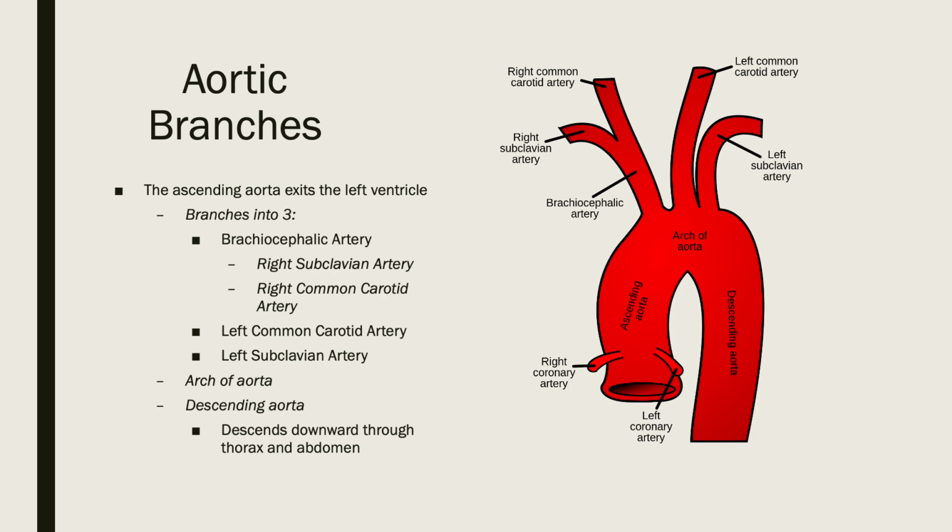Okay, so this is all of the branches of the aorta. All of these are going to branch off into major vessels. And then from there, they're going to split into smaller vessels to supply all the parts that they go to. But these are the main branches that come directly off the aorta right outside of the heart.